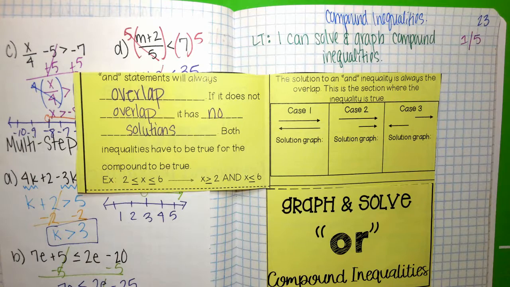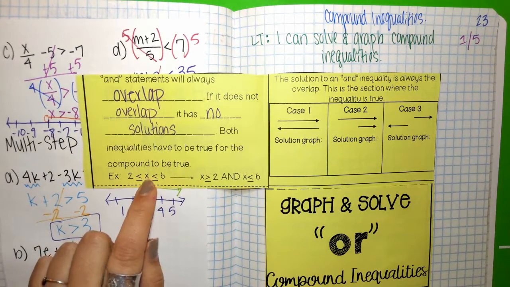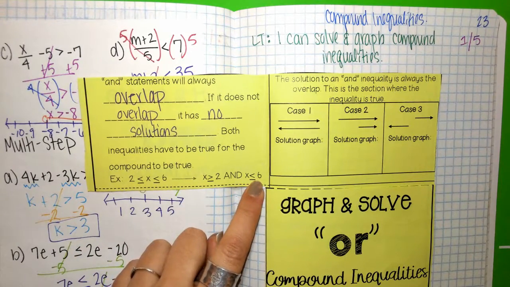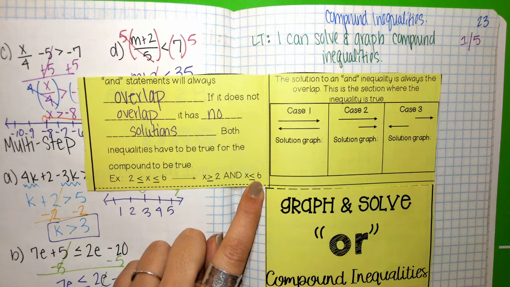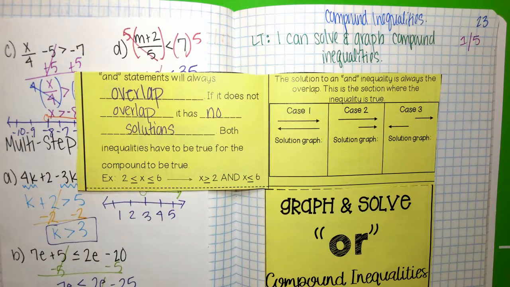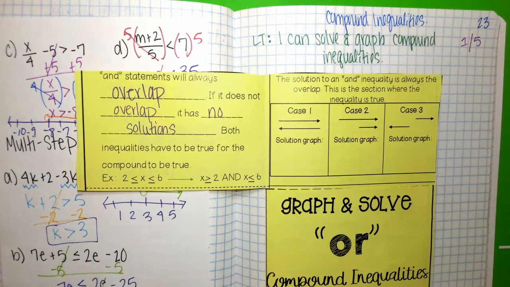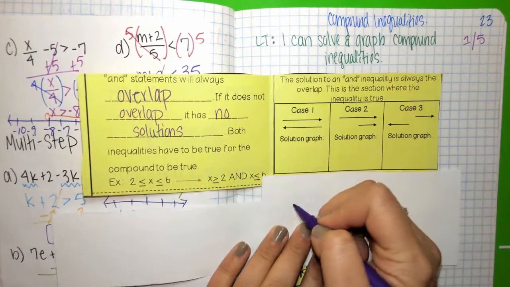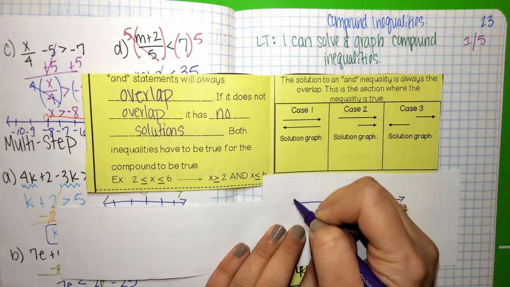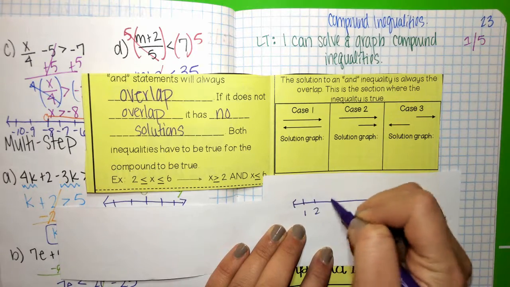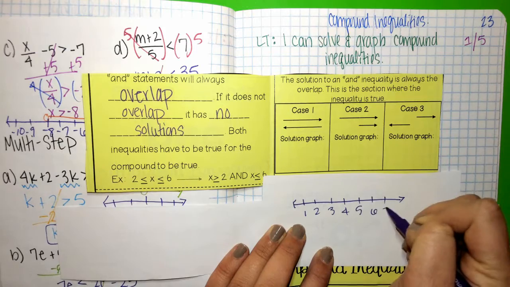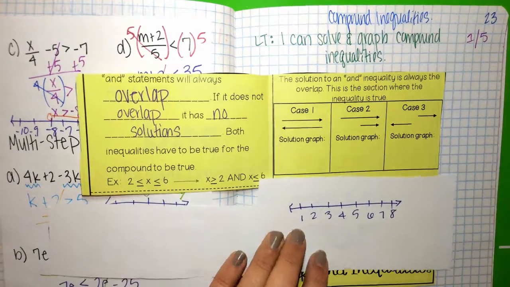So then it says both inequalities have to be true for the compound to be true. So that means that x has to be greater than or equal to 2, and x has to be less than or equal to 6. So let's think about what that would look like on a number line. I'm going to draw a number line for us right here. We have 1, 2, 3, 4, 5, 6, 7, 8.